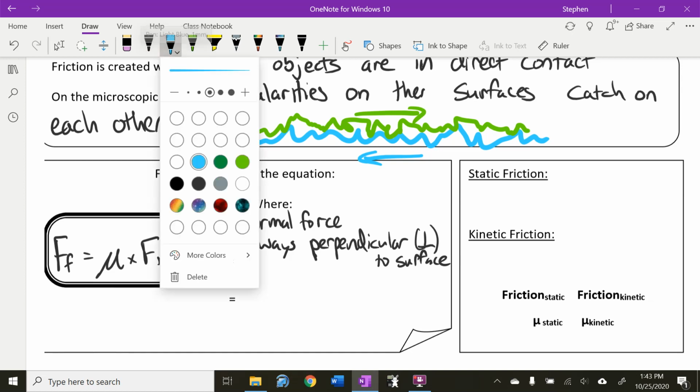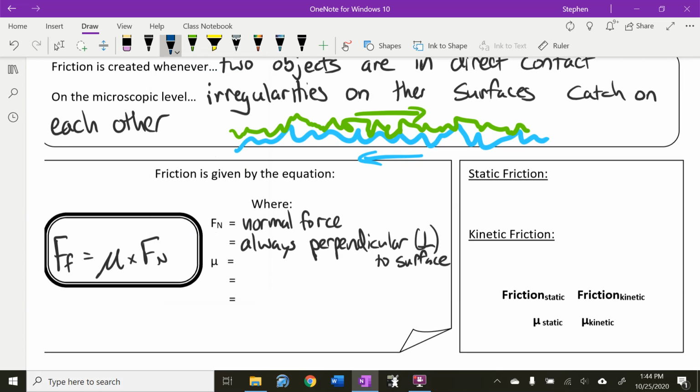And when we're looking at, let's use a better color than this one, let's go with dark blue. When we're talking about mu, this symbol here is the Greek letter mu. It's the Greek letter m. It is called the coefficient of friction, and it is a unitless quantity.